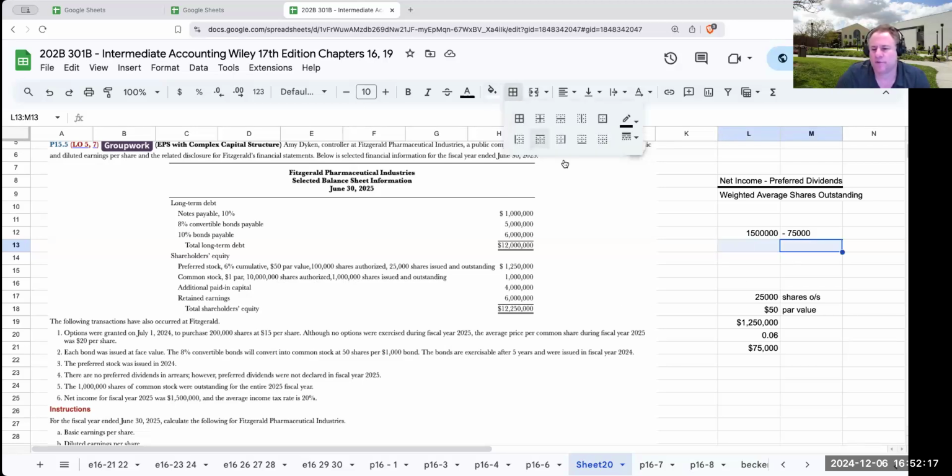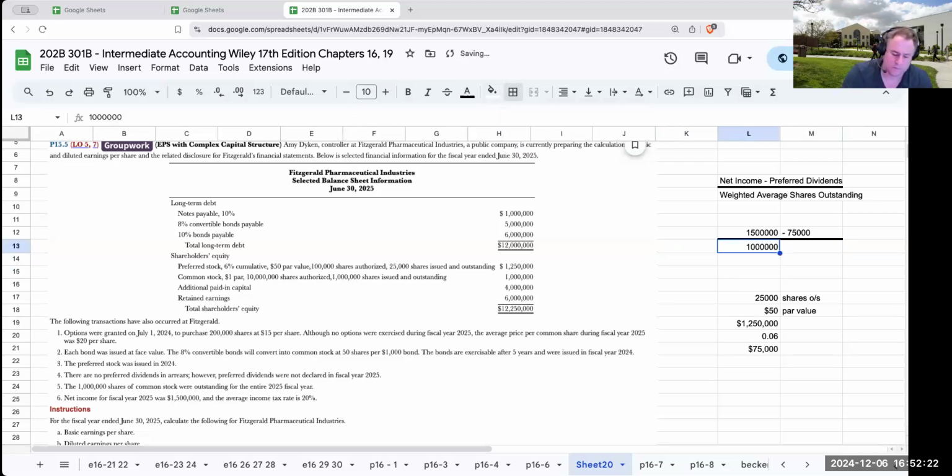One important thing to note is that the options are not the same thing as shares. We need to go through and run some tests to figure that part out. The convertible bonds are not shares because they have yet to be converted. Preferred stock is non-convertible. And then over here, 1 million shares, net income.